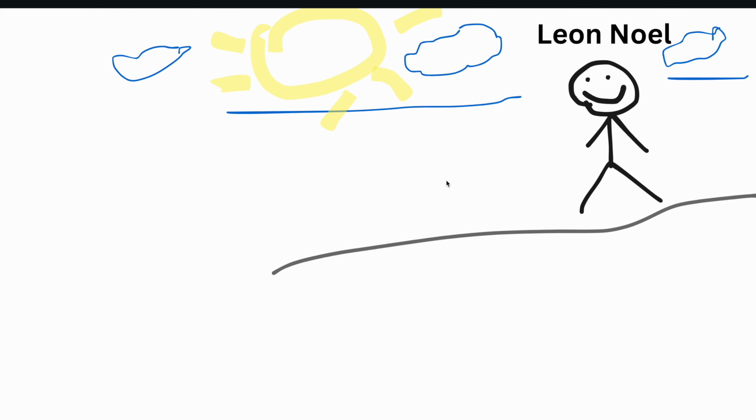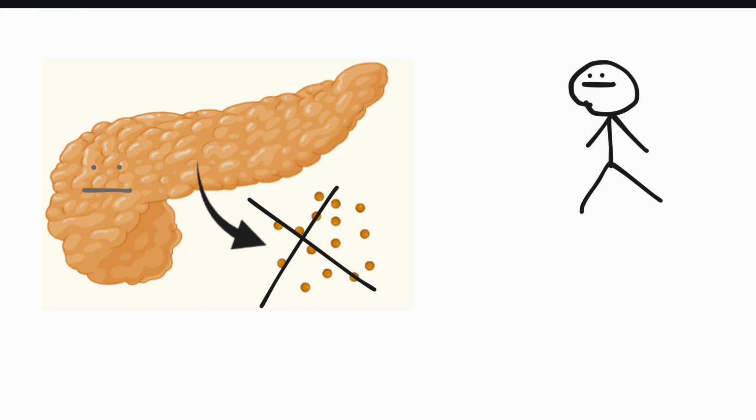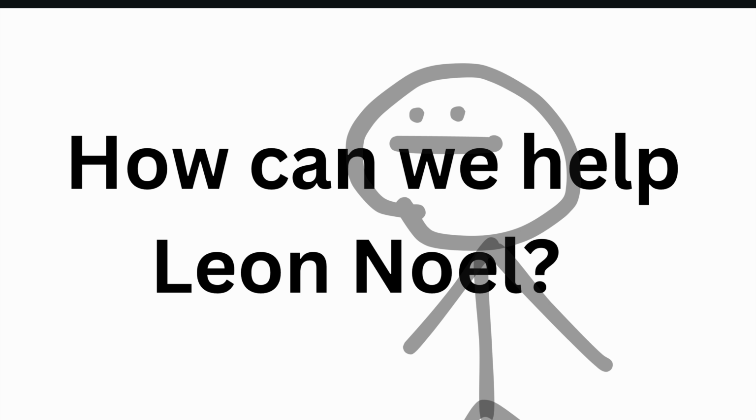And so we have this guy standing over here, and his name is Leon Noel. He's just walking around having a good day, looking at the sun and stuff like that. And then he realizes that he has a pancreas. But all of a sudden, he realizes that his pancreas doesn't produce any insulin. He has type 1 diabetes. So the question is, how can we help him? Because without insulin, he's gonna have a really rough time.